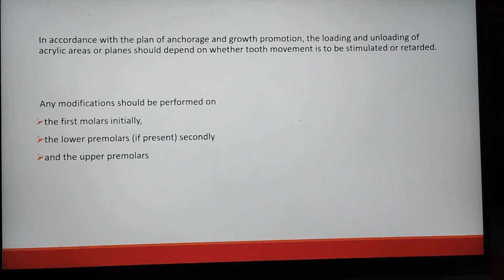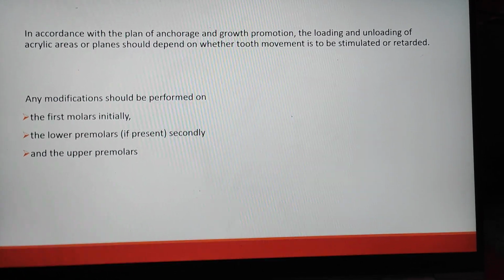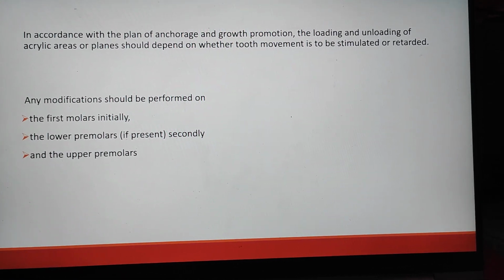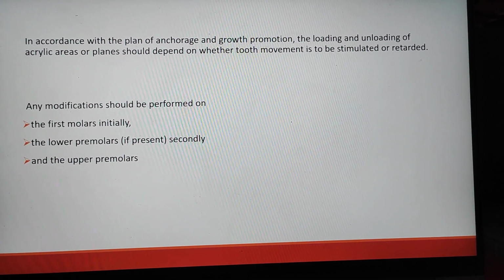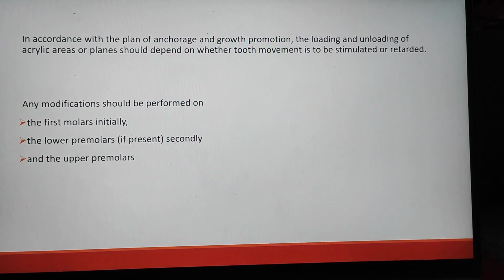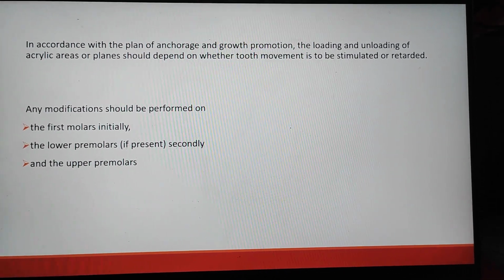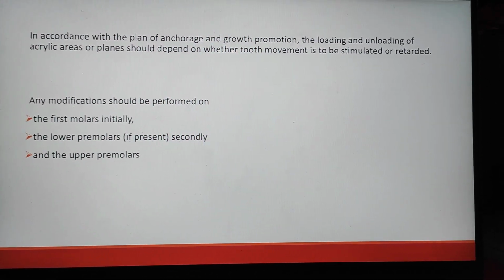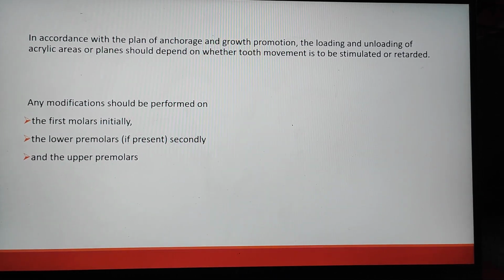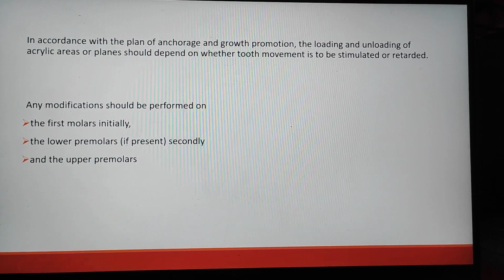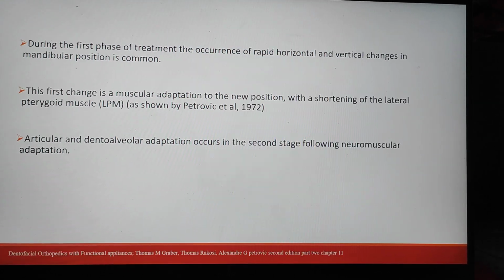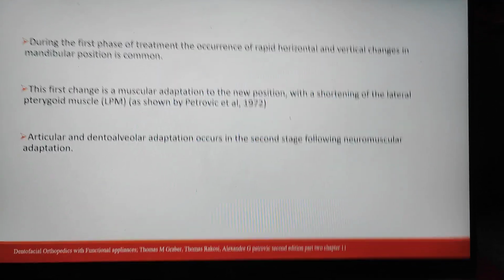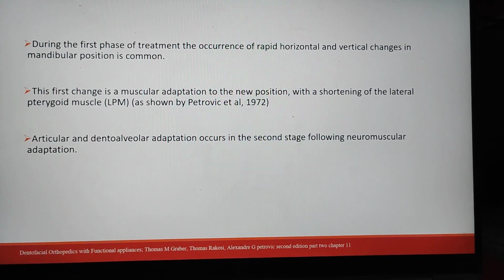Then, in accordance with the plan of anchorage and growth promotion, the loading and unloading of the acrylic can be planned to ensure whether tooth movement is to be stimulated or retarded. Any modifications that need to be performed should be first on the molars, second on the lower premolars, and third on the upper premolars. The correction takes place in the following sequence.